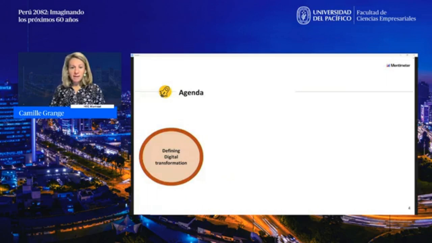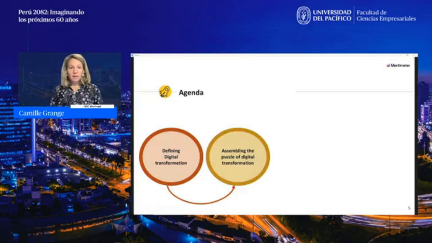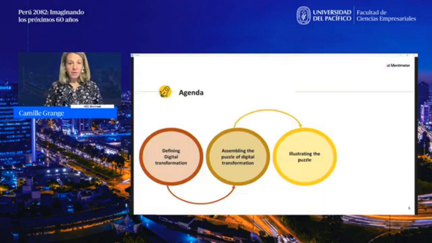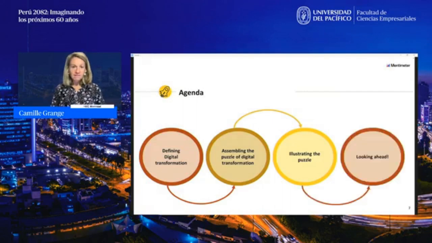So with that objective in mind, I will take you through 4 main steps. First, we need to scope the phenomenon, and so I'll review the key components that help us define digital transformation. And second, we will assemble the main pieces of the puzzle, as I like to call them. In other words, we'll organize all the components in a framework. And third, I will illustrate how to use the framework to analyze a particular episode of transformation in the media industry. And finally, looking ahead, I'll consider digital transformation against the backdrop of 3 important realizations.